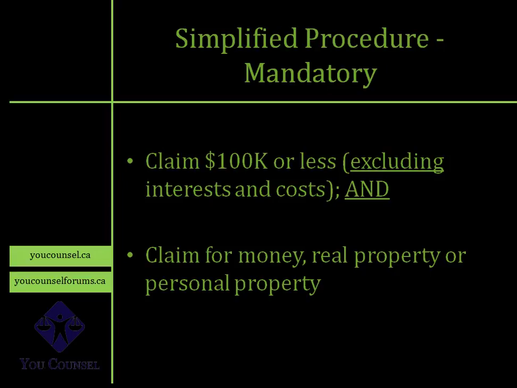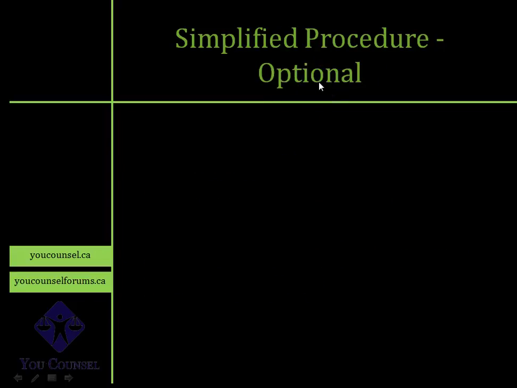And if you don't, there may be cost sanctions against you. Even if you are successful at the end of trial, if the judge finds that this case should have been commenced under simplified procedure and you commenced it in the ordinary procedure, the judge may award cost against you or may not even award cost to you even if you are successful. So this is mandatory. You must keep that in mind.